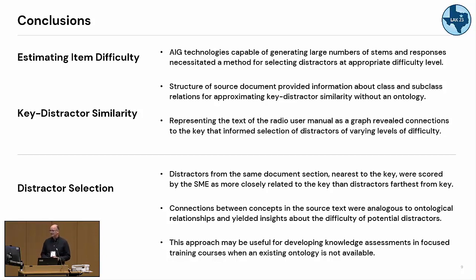Representing the text of the radio manual as a graph revealed connections to the key that informed selection of distractors at varying levels of difficulty. So overall, the distractors from the same subsection nearest to the key were scored by the SME as more closely related to the key than distractors farthest from the key, and these connections between concepts in the source text were analogous to ontological relationships and provided insights about the difficulty of the potential distractors. So this approach might be useful for people in focused training courses when an ontology is not available.